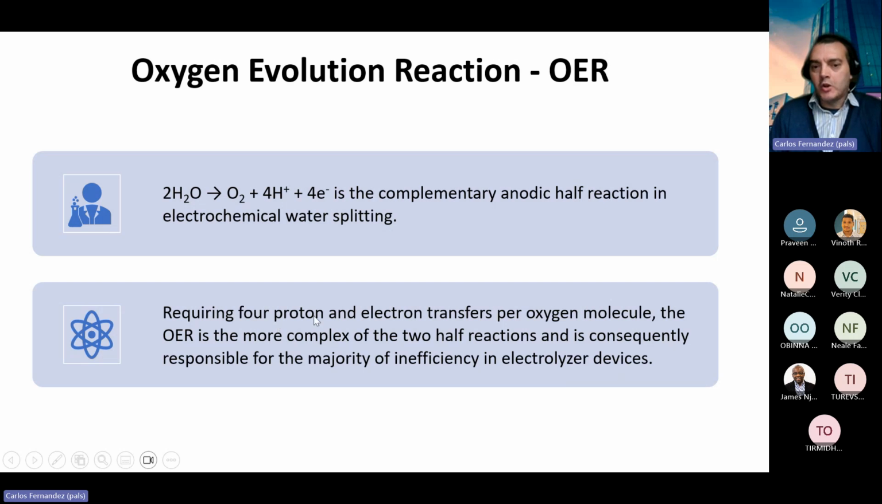We require 4 proton and electron transfers per oxygen molecule. The oxygen evolution reaction is the more complex of the two half reactions and is consequently responsible for the majority of inefficiency in electrolysis devices. So that is a key aspect when we try to develop an electrolyzer in the future.